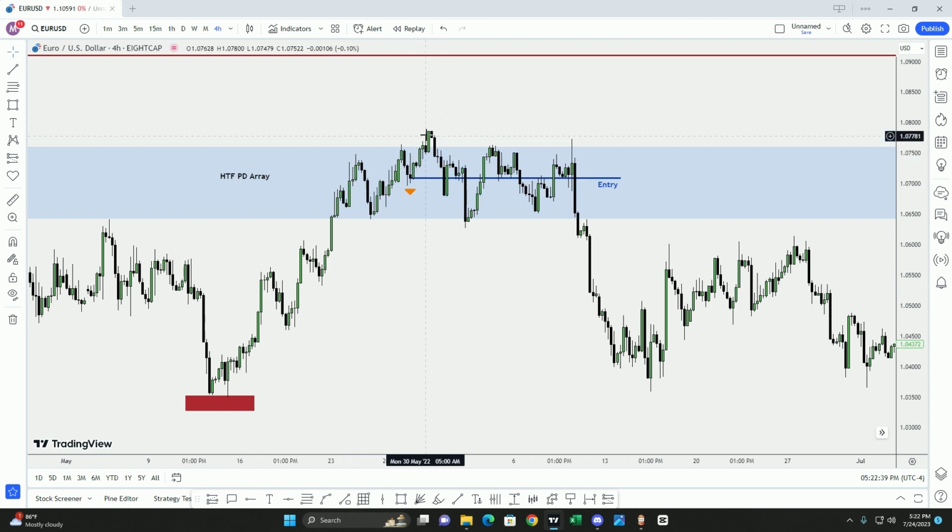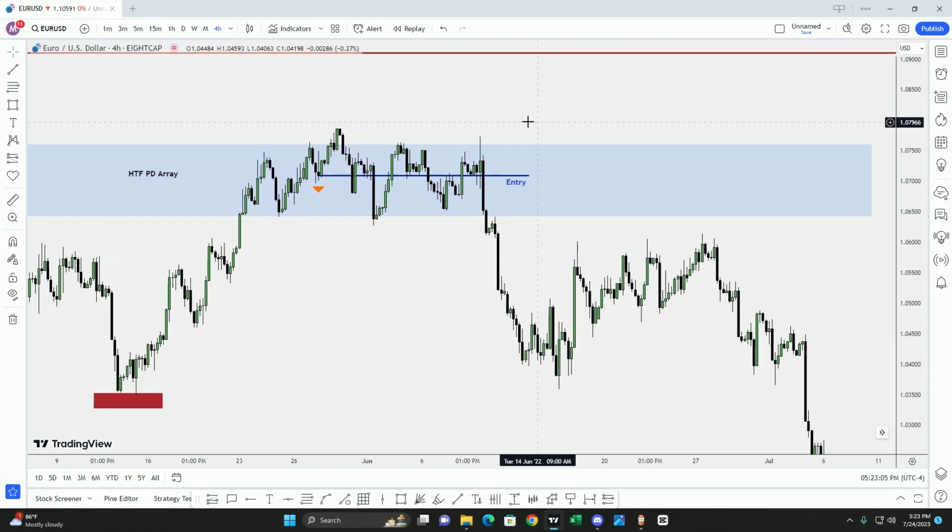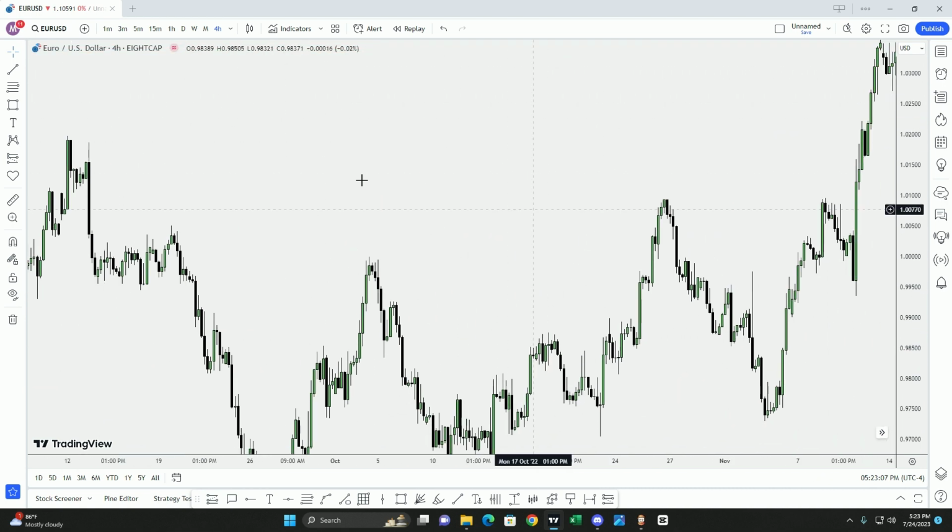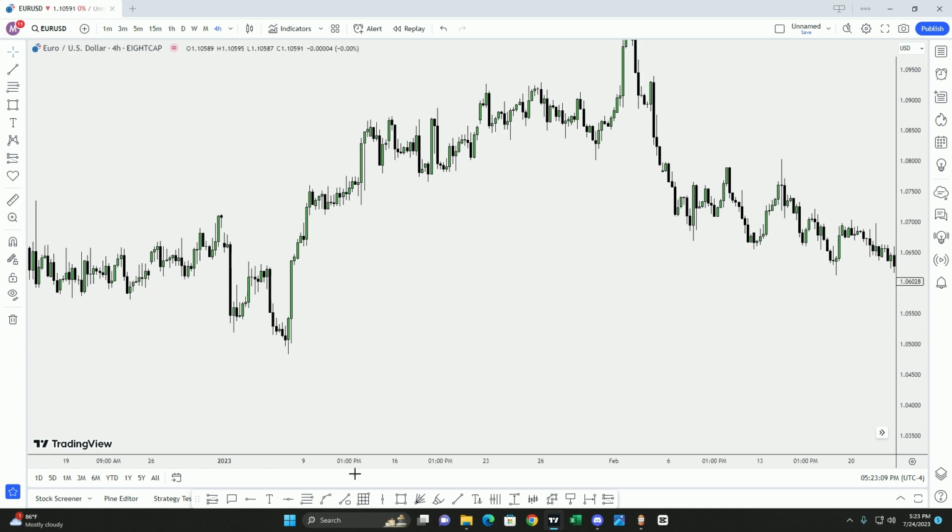And then I train myself to see what I'm looking for, and you'll always see this occur, which is your market maker sell model, or your 2022 model, which would be here. That's your 2022. This is your market maker sell model. How do you want to look at it? ICT teaching the same thing. What else? Do we have any more PD arrays?